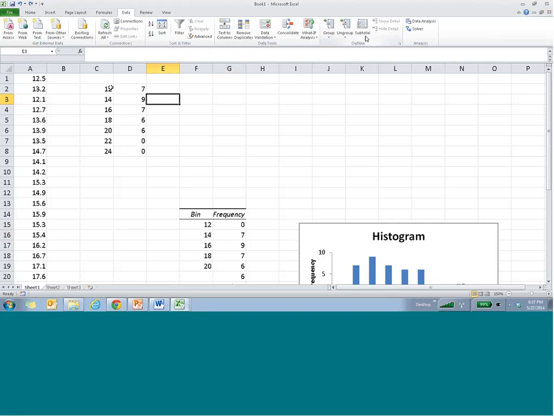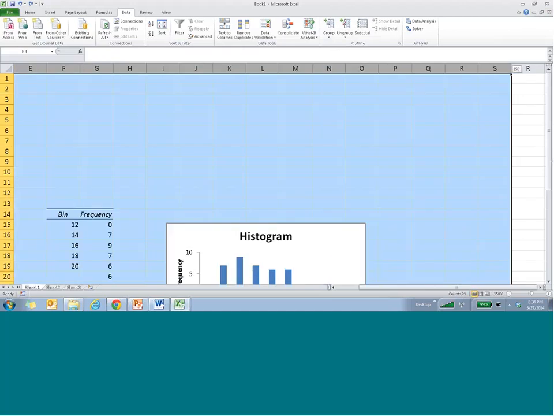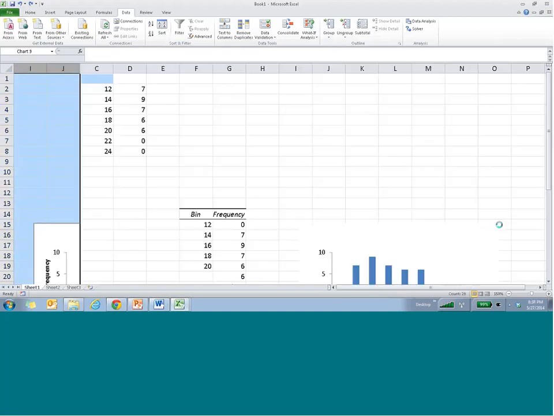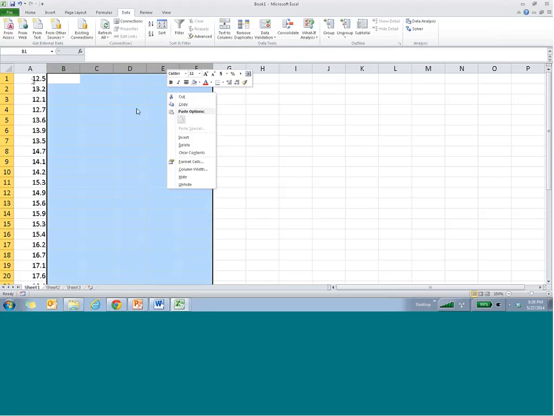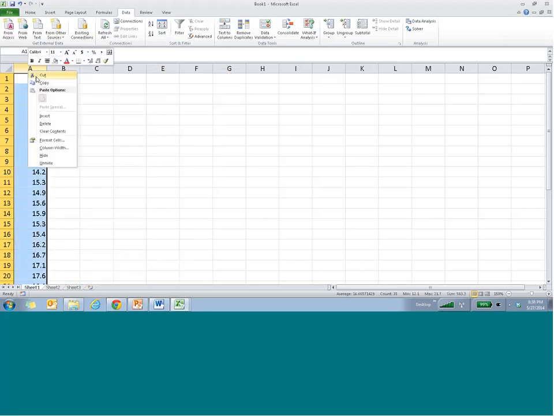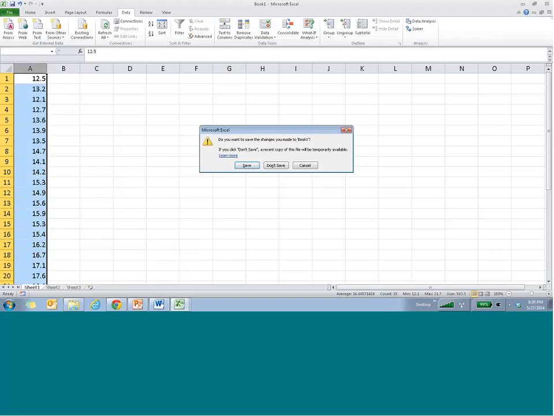So again, the point for you guys to see is even I, as much Excel as I've done, I've still got to play around with it to see how it works. So don't feel bad about having to figure it out. I do that all the time.